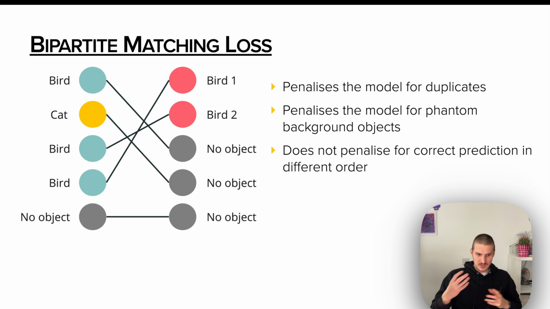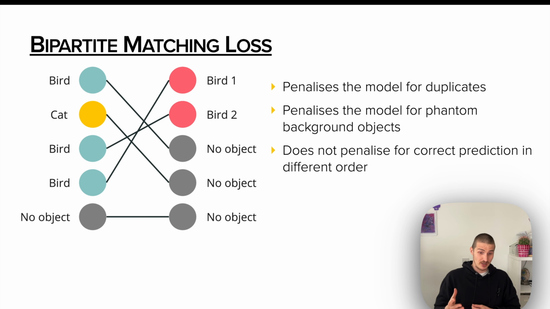And so it will basically iterate over all possible combinations until it finds the best one with respect to some loss. And what will happen is it pretty much penalizes the model for duplicates. So if the model has predicted 3 birds, only 2 of them will be matched to some real objects. And then the third one will have to be matched to no object. And so the model will suffer loss from predicting the same object twice.